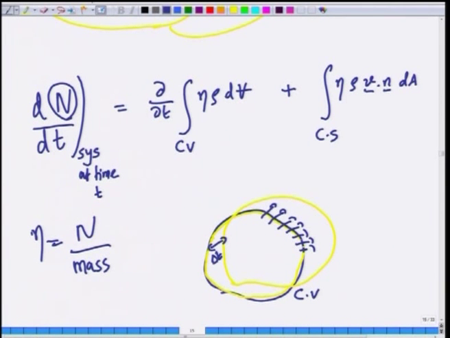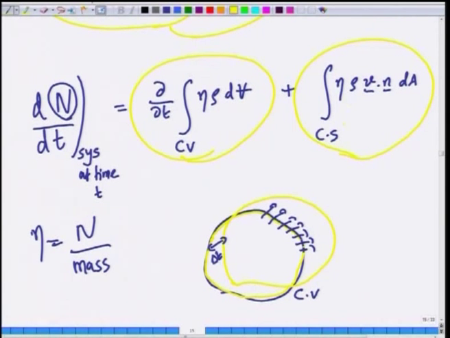As you follow the system, how does the rate of change of any quantity, how does mass change as the system moves from a given location to another location, then how does that relate to quantities or variables pertaining to the CV. That has two contributions, the local rate of change of that quantity in the CV, plus the surface flux contribution, that is because fluid comes in and out of the control volume through the control surface.